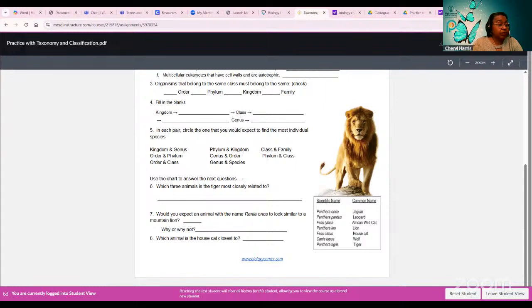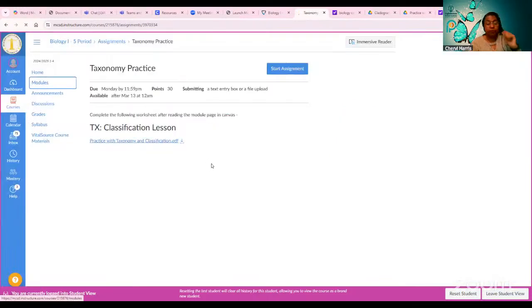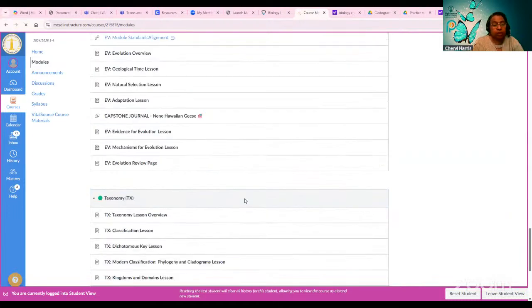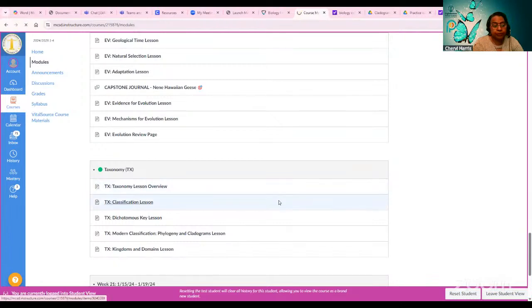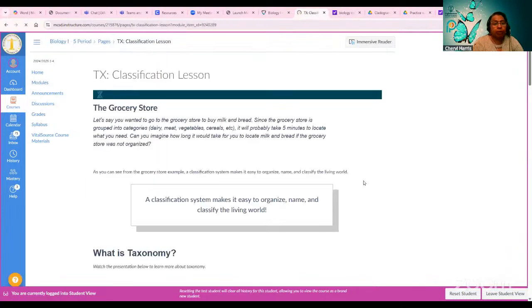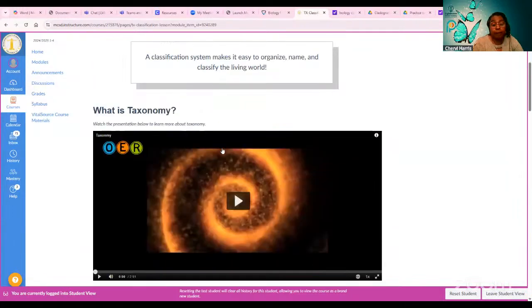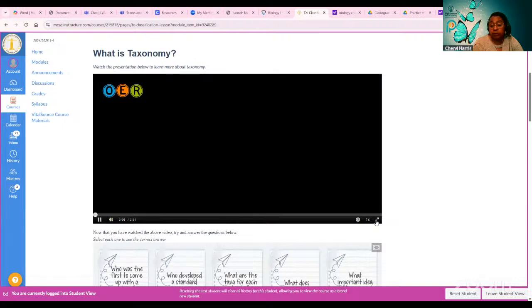Let me back up. You are going to read the page first. Let's go back and look at the video. I hate that it doesn't always go right back to where you want it to go. You do need to know the definition of classification. The reason we classify things is so that we can organize them and name them and see which organisms are related to who. Let's watch this one together.